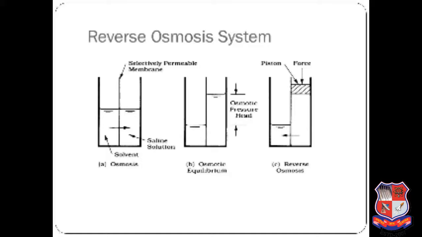Okay, so in the figure you can see that the first step is osmosis. In osmosis, the low concentrated solution goes to the other side of the semi-permeable membrane. Then the second one is osmotic equilibrium. In this equilibrium condition, the osmotic pressures equilibrate with each other. And the third one is reverse osmosis. In reverse osmosis, pressure greater than the osmotic pressure is applied and then separation occurs.